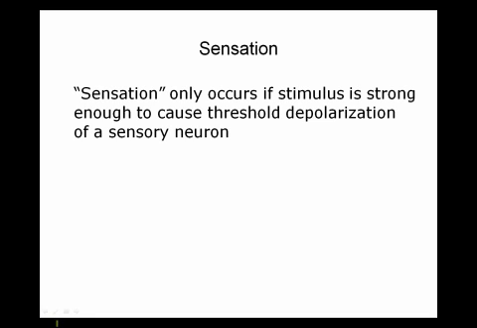Sensation occurs if a stimulus is strong enough to cause threshold depolarization. Recall from the previous lesson, we can have small changes in the voltage, the membrane potential, and not necessarily reach a threshold level where the action potential is initiated. However, if that stimulus is large enough, we do reach threshold depolarization. An action potential can be initiated that's going to move along the sensory neuron into the central nervous system.